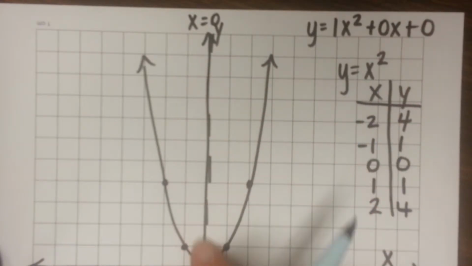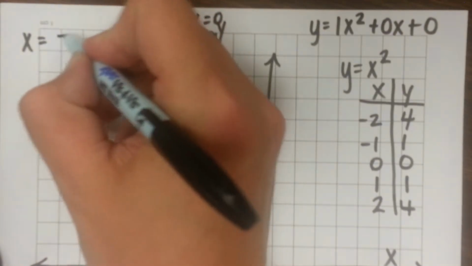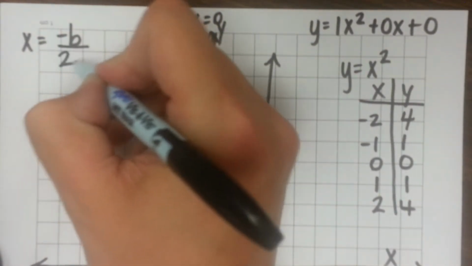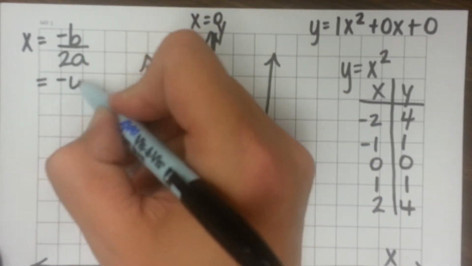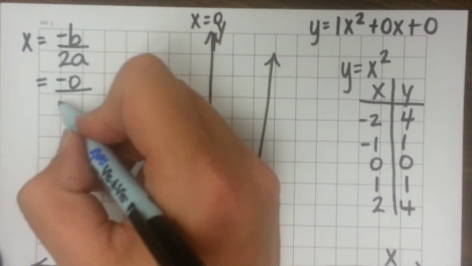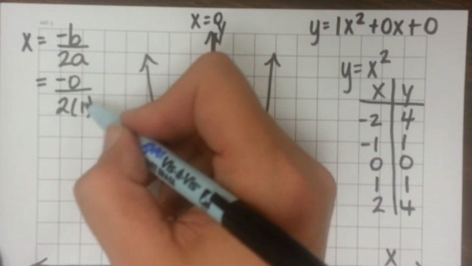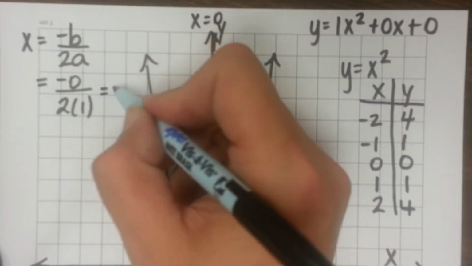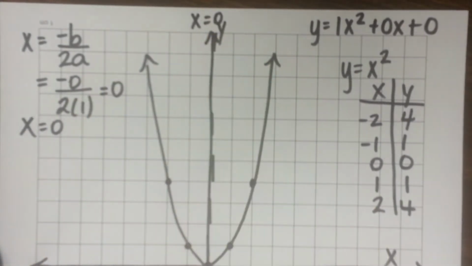So, say I wanted to find my axis of symmetry and I couldn't just look at it. I would use the equation x equals negative b over 2 times a. So if I put those numbers in, negative b would be negative 0 over 2 times a, which is 2 times 1. So I have negative 0, which is just 0 over 2, which reduces to 0. So I have the equation x equals 0 for my axis of symmetry. Let's try another one.